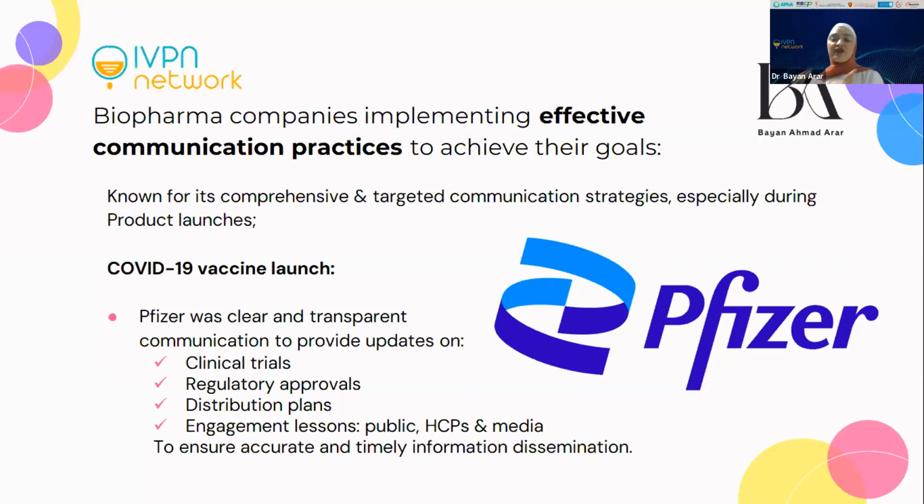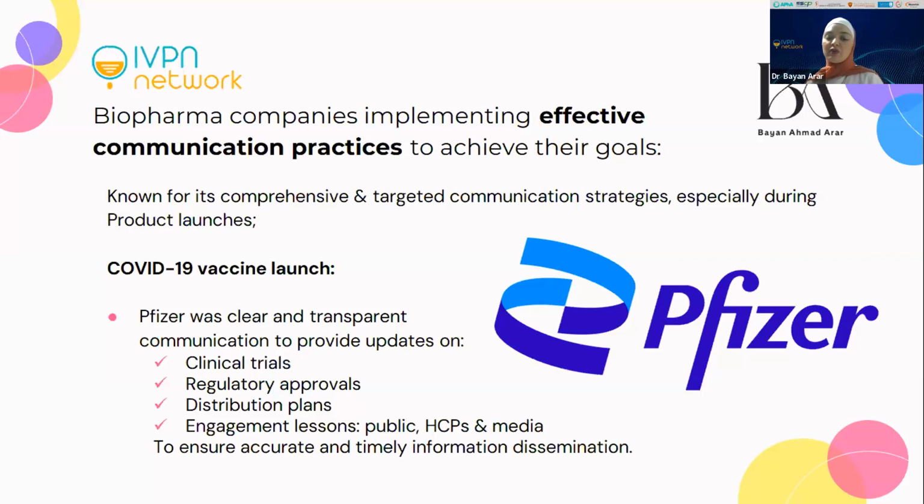After having the approval, they started informing us about the distribution plan. So we started to wait for when the Pfizer vaccine was going to reach, for example, Jordan or Saudi or India, and we kept waiting for this vaccine. Finally, they taught the whole world many engagement lessons.